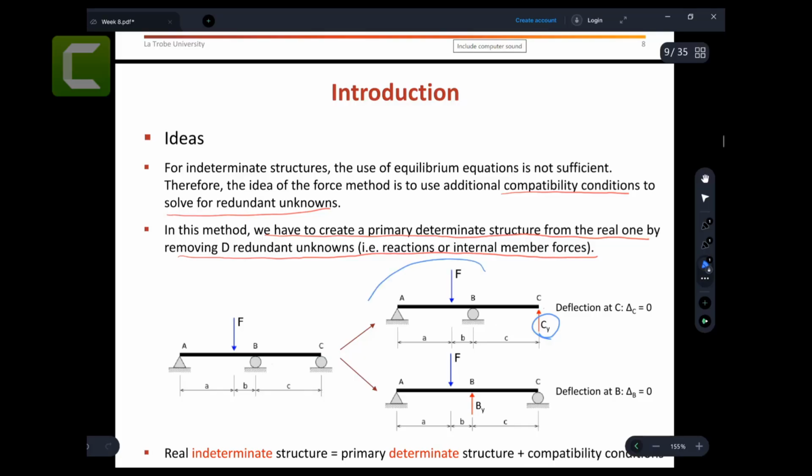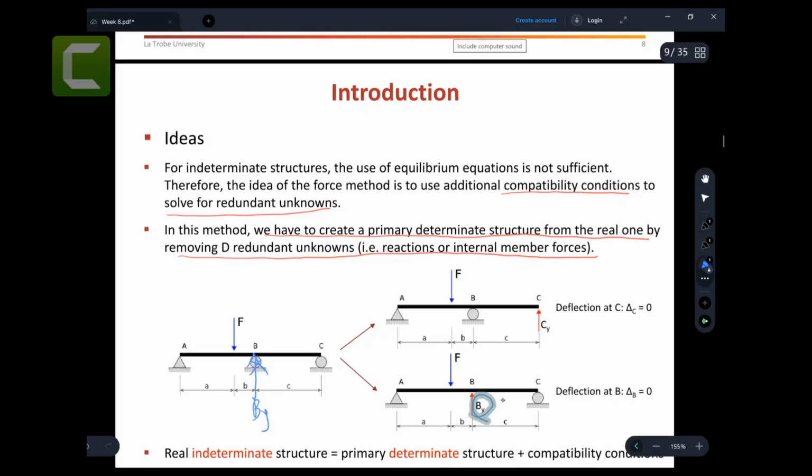So this is your primary structure. This is called the primary structure. What is the primary structure? The primary structure, by the way, is a determinate structure coming from your real structure by removing the redundant force. How many? By removing the supports. There is no rule on which one you're going to remove. You can remove this one as well. As you can see, if I remove this one, then there is an additional force, BY, that will make that one 0. And that is C.